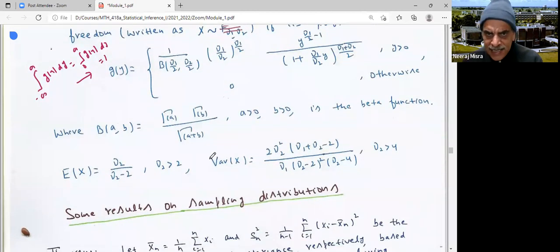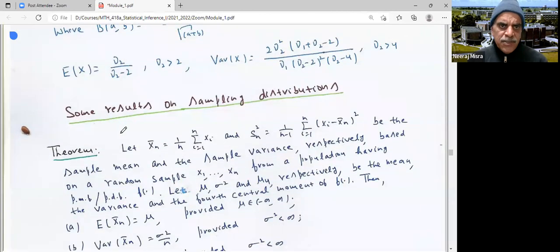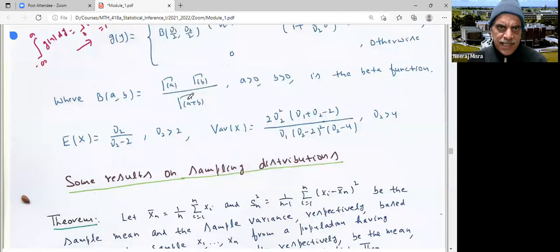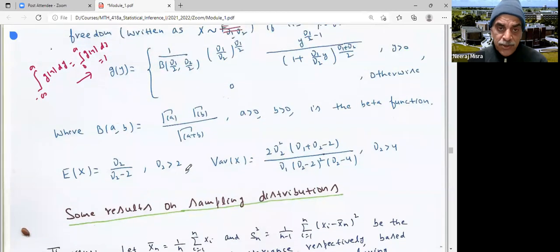One can check that the mean of our F distribution is nu2 upon nu2 minus 2, the second degree of freedom, provided nu2 is greater than 2. For nu2 less than or equal to 2, the mean does not exist. Variance of x is 2 nu2 squared, nu1 plus nu2 minus 2, upon nu1 times nu2 minus 2 whole squared times nu2 minus 4. And the variance would exist only if the second degree of freedom is greater than 4.